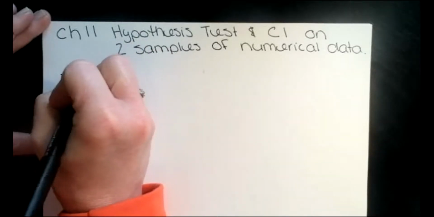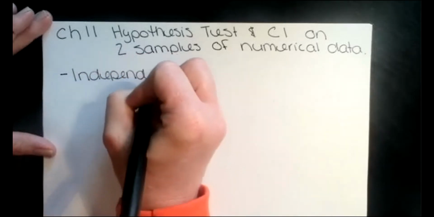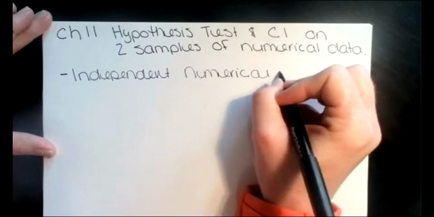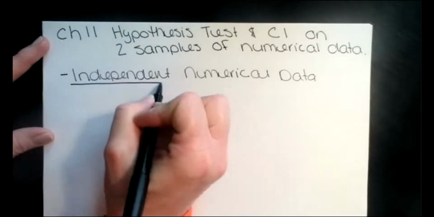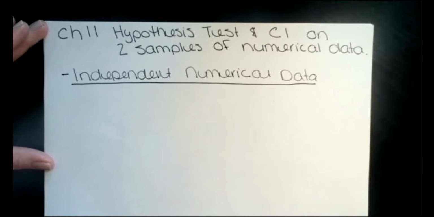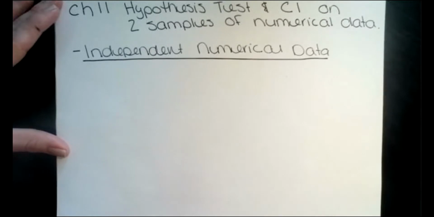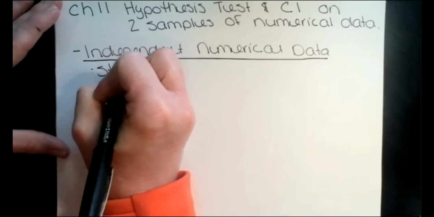Today, we're going to study what we call independent numerical data. What this means is that one sample doesn't match up one for one with the other sample. So I'm going to give you a little information, a little example. Not that we're going to work through the example, but just so you can understand.